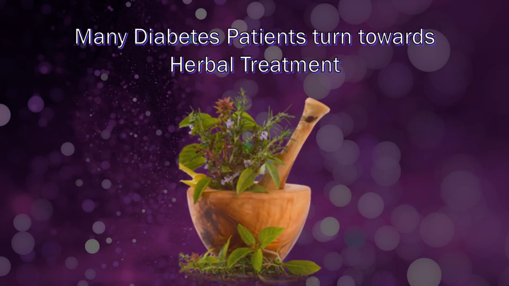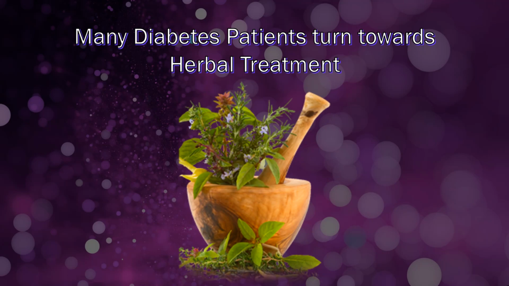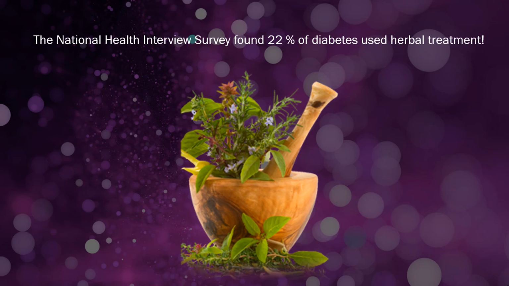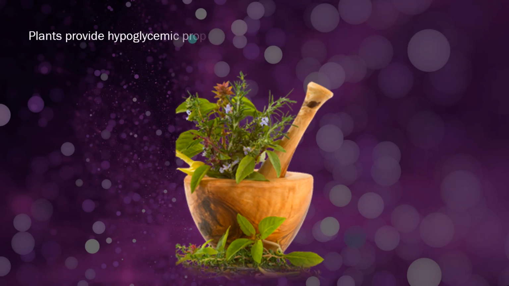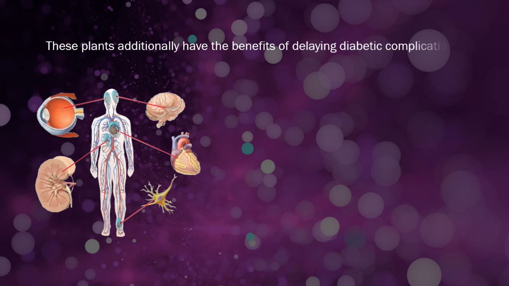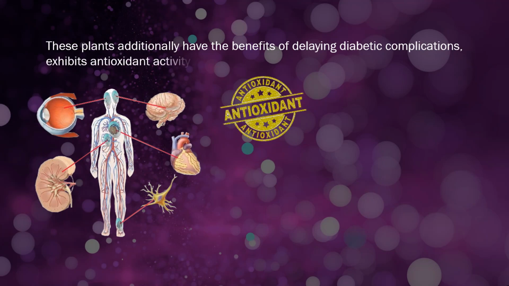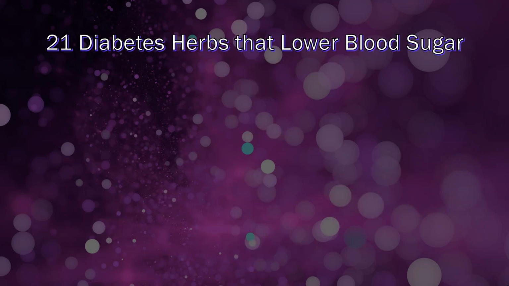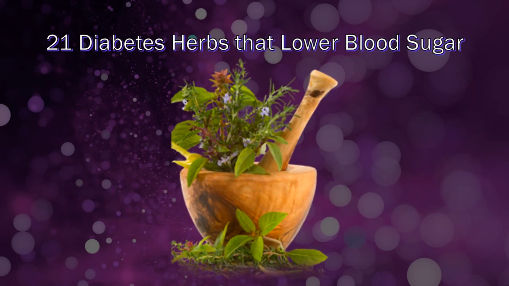Many diabetes patients turn towards herbal treatment. The National Health Interview Survey found 22% of diabetes patients used herbal treatments. Plants provide hypoglycemic properties and are traditionally used to prevent or treat diabetes. These plants additionally have the benefit of delaying diabetic complications, exhibiting antioxidant activity, and lowering blood pressure and cholesterol. 21 diabetic herbs that lower blood sugar.